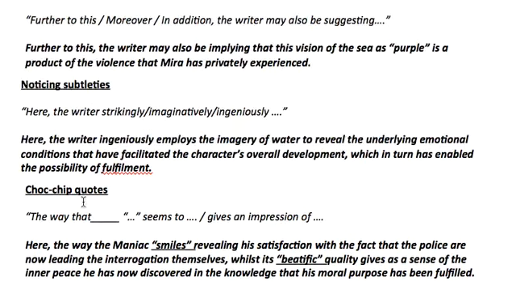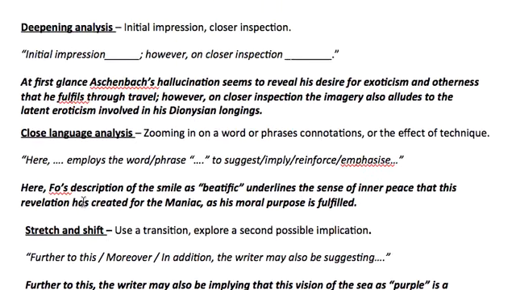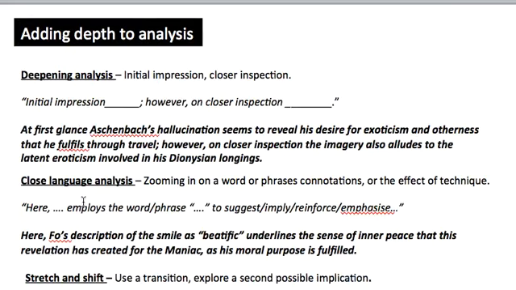Now, much more useful to you are these sentence structures, which are about adding detail and depth to analysis. So, again, you can't use these every single paragraph in a sort of consistent cycle because you'll end up with something very formulaic. So you have to judge each example that you're trying to probe for suitability. The first one is initial impression, closer inspection.